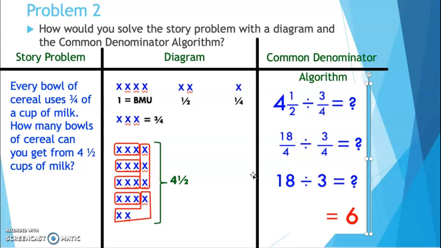So be thinking about this again. This is confusing, this bracketed 4.5. So remember, 4.5 here is the total cups of milk, that volume.